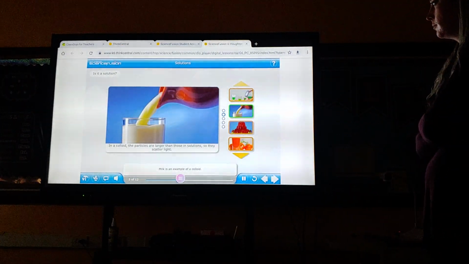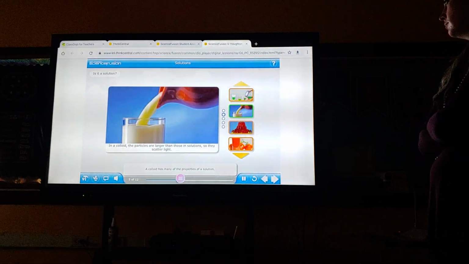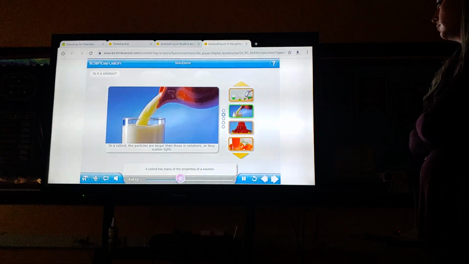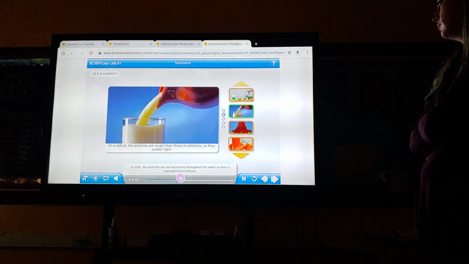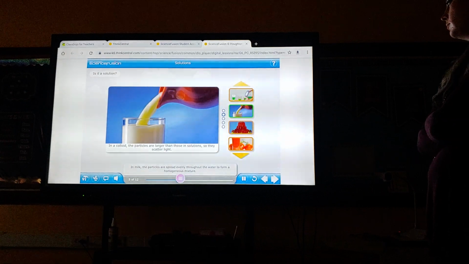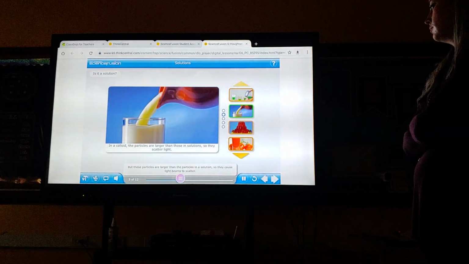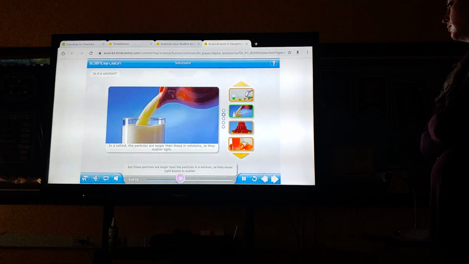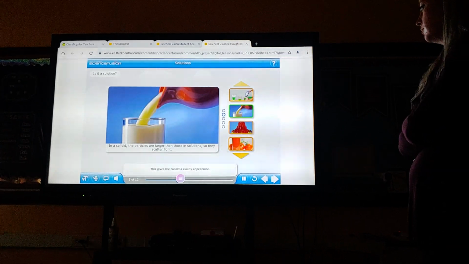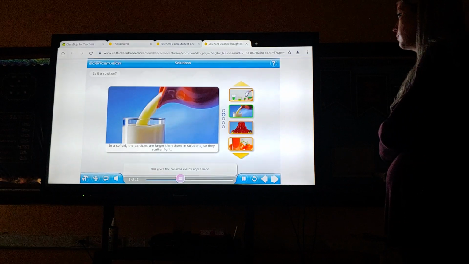Milk is an example of a colloid. A colloid has many of the properties of a solution. In milk, the particles are spread evenly throughout the water to form a homogeneous mixture. But these particles are larger than the particles in a solution, so they cause light beams to scatter. This gives the colloid a cloudy appearance.